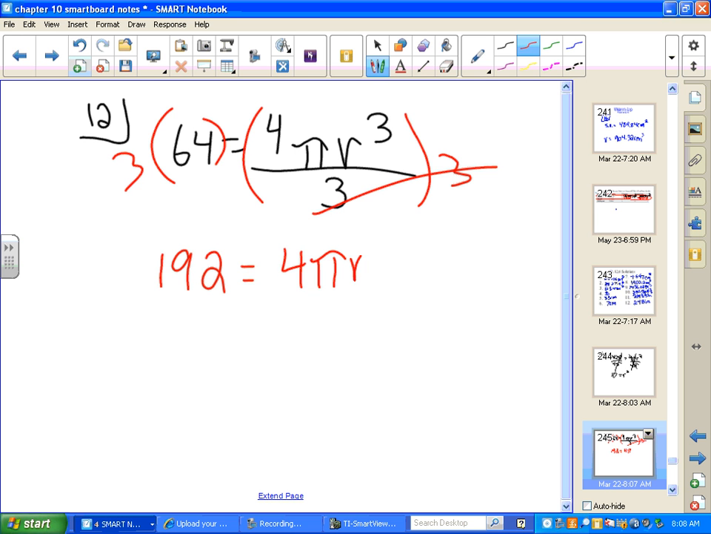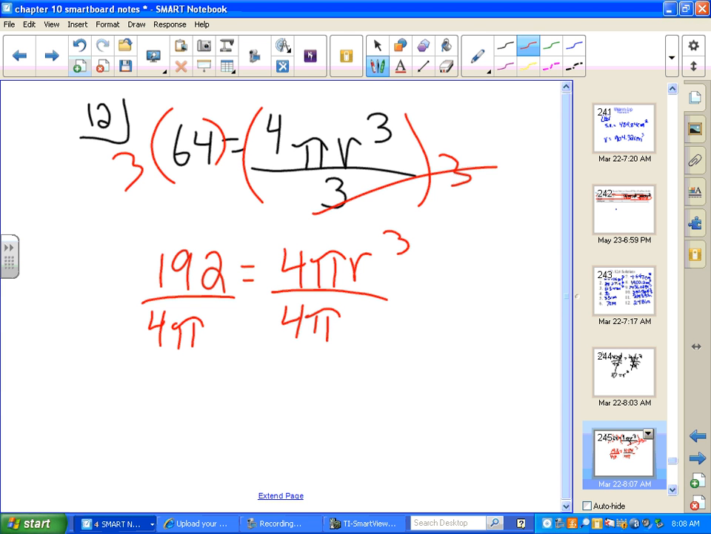Okay, hold on. So you have 192 equals 4 pi r cubed. Divide both sides by 4 pi. So what I would do on your calculator is take 4 times 3.14 and then divide. The same thing. So tell me what you get.